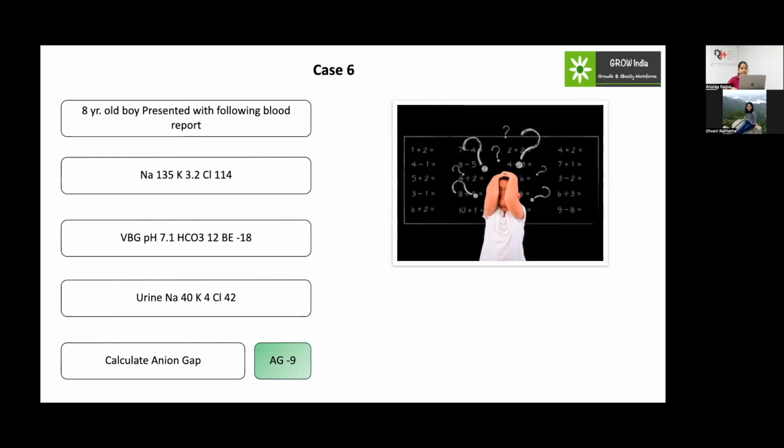Definitely, the anion gap is 9. Sodium minus chloride plus bicarbonate is the formula. The next question is, what is the urinary anion gap in this situation?